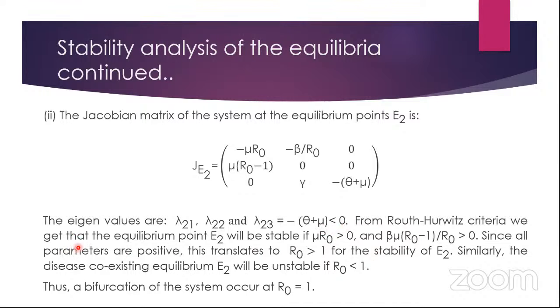And from the Routh-Hurwitz criteria for the remaining eigenvalues, we get that the equilibrium point will be stable if mu R naught is greater than 0 and beta mu times R0 minus 1 divided by R0 is greater than 0. Since all the parameters are positive, the first term is automatically greater than 0. So this translates to saying that the second term is greater than 0, which is equivalent to saying that R0 minus 1 is greater than 0, or R0 is greater than 1, for the stability of E2. Similarly, the disease coexisting equilibrium point E2 will be unstable if R0 is less than 1. Thus, a bifurcation of the system occurs at R0 equals 1, where the stability of the equilibrium point switches.